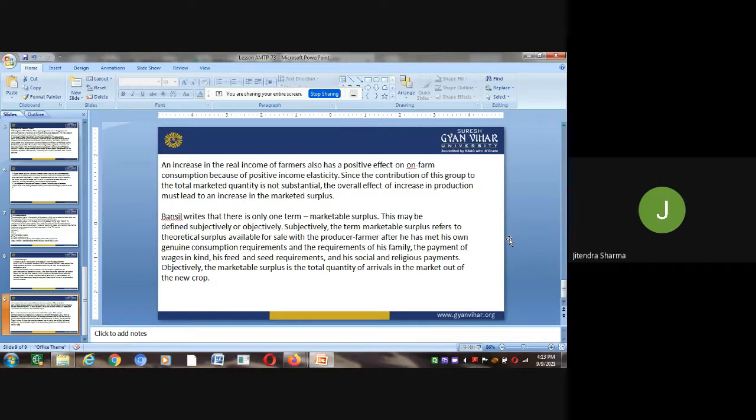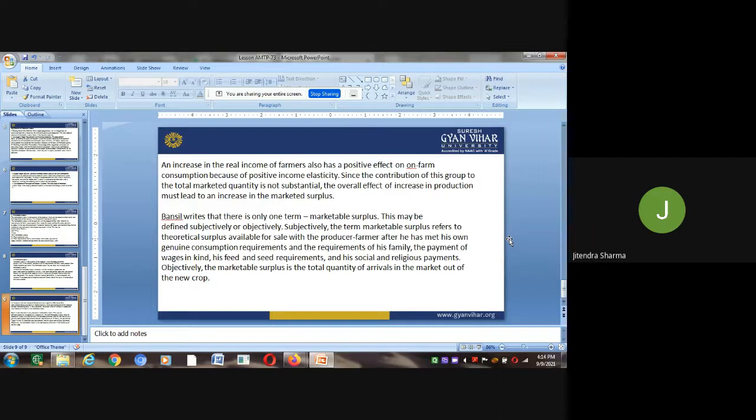Objectively, the marketable surplus is the total quantity of arrival in the market out of the new crop. Subjectively we have already discussed. So now we have these concepts, but Bansal has clearly told that subjectively, the marketable surplus is what is available after the domestic need of the farmers. But objectively, whatever came into the market, that total quantity of arrival in the market, is known as the marketable surplus. So this concept is very clearly explained.